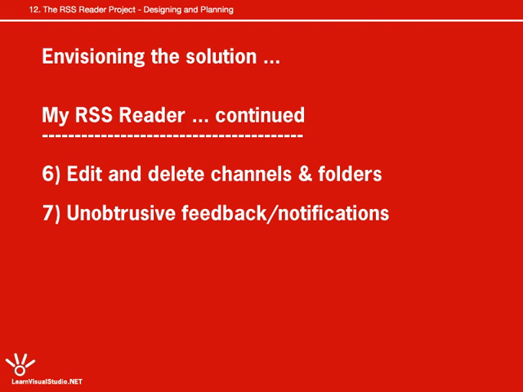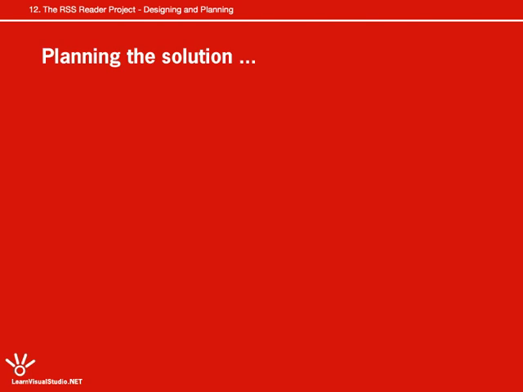So we have a basic vision of what we want to build. We're going to need to nail down some of the specifics for the application. So we're moving from the envisioning phase, where we're imagining what would be cool to build, and we're moving more into a planning phase. Now, planning involves several things. We're going to need to think about our application from several different perspectives.